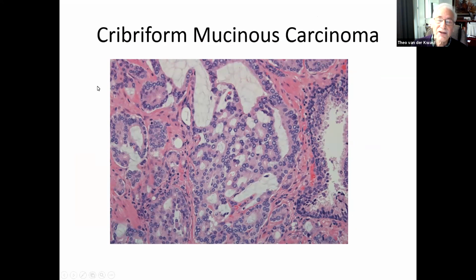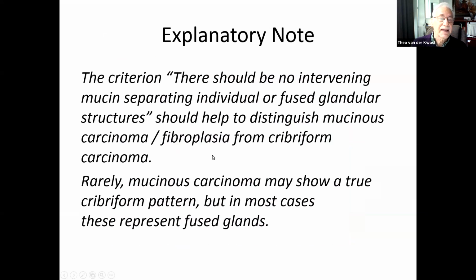Here is another example, which is not from the educational slide set, where there is a much more clear sheet of malignant epithelial cells, contiguous epithelial cells with mucin, and this I would call cribriform pattern. This would be consistent with cribriform pattern. Again, there was an explanatory note for mucinous carcinoma fibroplasia, informing that rarely mucinous carcinoma may show a true cribriform pattern, but in most cases they represent fused glands. That is the explanatory note belonging to the definition.